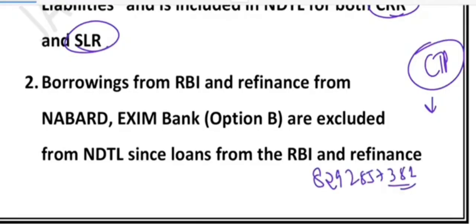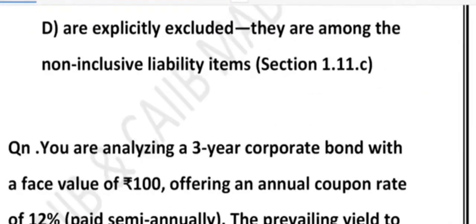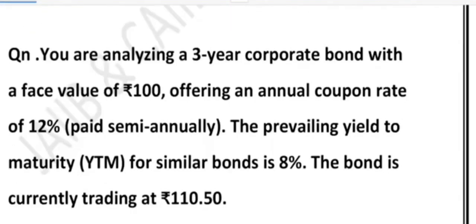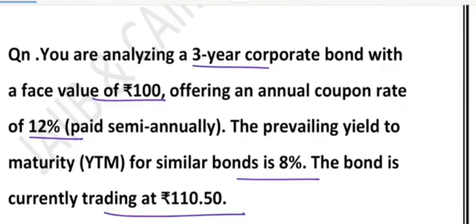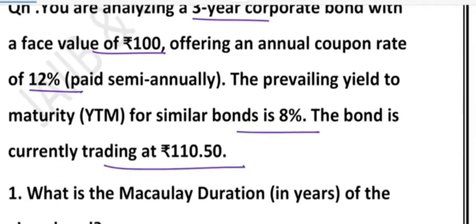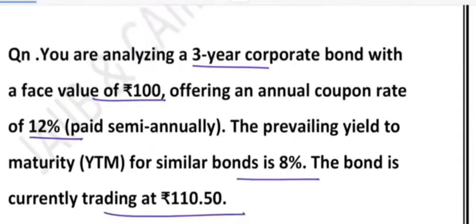Now friends, have a look at question number 3. The question is on your screen. It is also a numerical-based question, very important from the examination point of view. So friends, what is the question? You are analyzing a 3-year corporate bond with face value of 100 rupees, offering an annual coupon rate of 12%, prevailing YTM is 8%, and the bond is trading at 110.50. What is the Macaulay duration in years of the given bond?